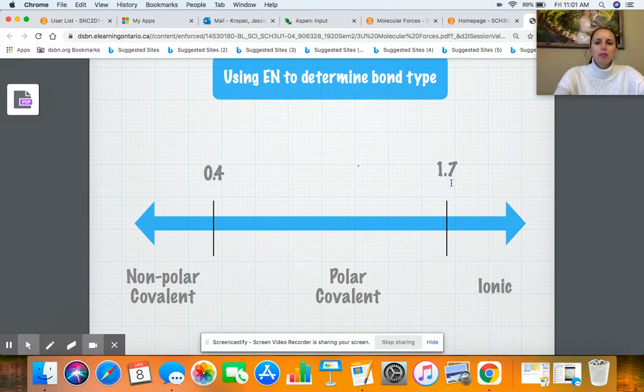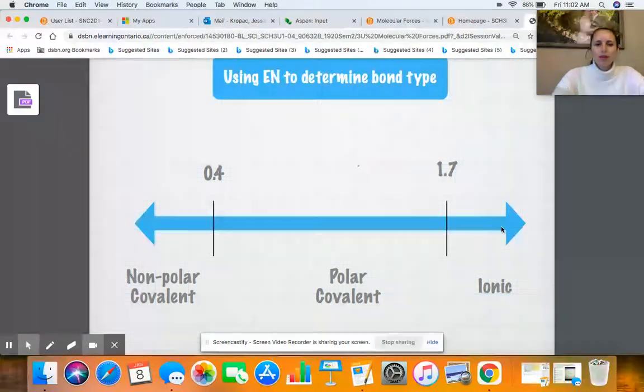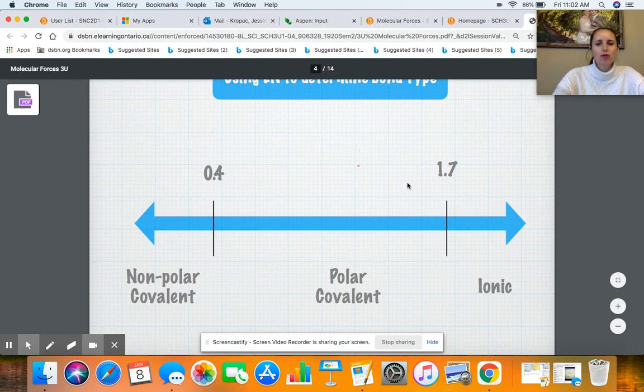Now we're going to take it one step further, and we're going to be a little bit more accurate. Instead of looking at the types of atoms that we have, we're going to use numbers instead because chemists love numbers, and we're going to be looking at the differences between electronegativity. So if the difference is greater than 1.7, if it's a really big number, we consider it to be an ionic compound. If it's between 0.4 and 1.7, if it falls between here, we're going to classify it as polar covalent. And if it's less than 0.4, we're going to classify it as nonpolar covalent.